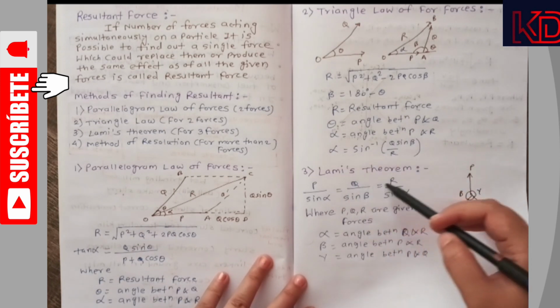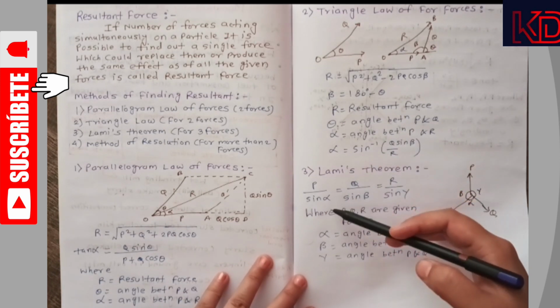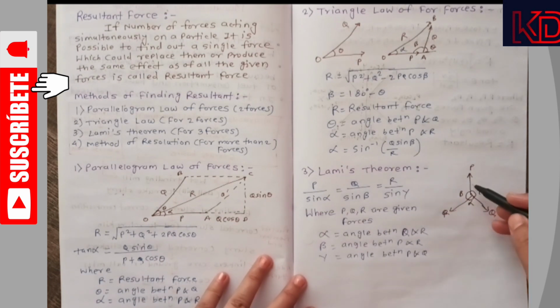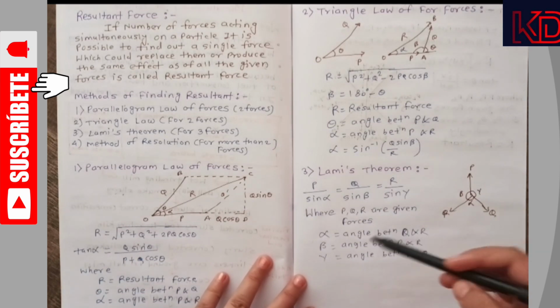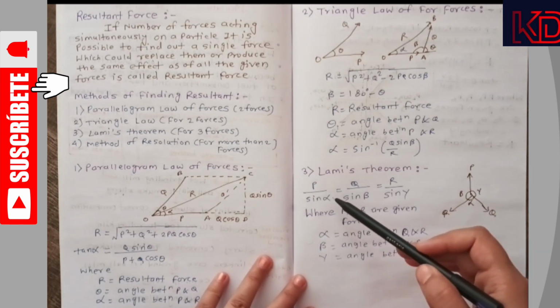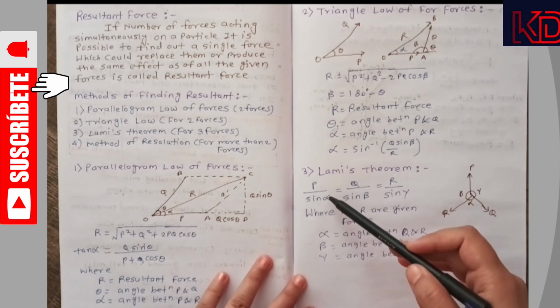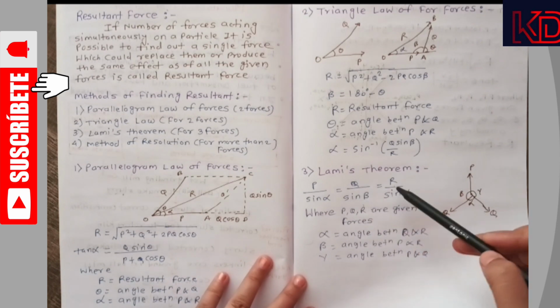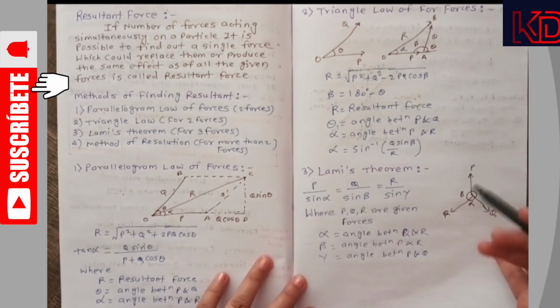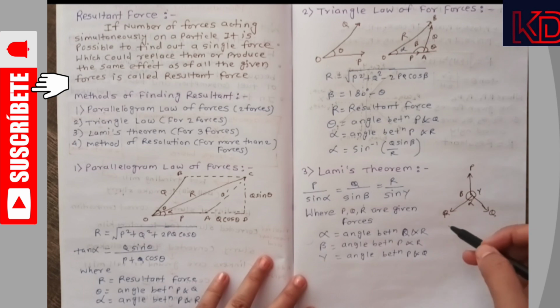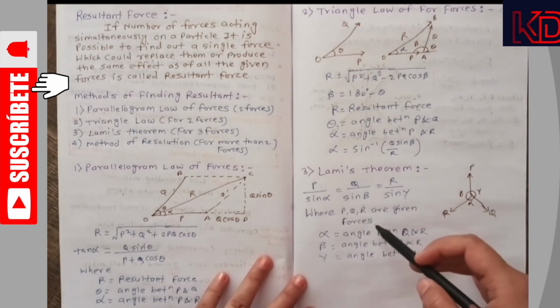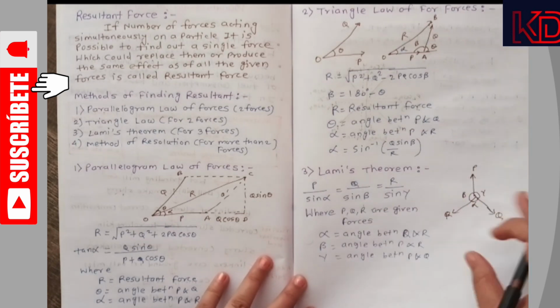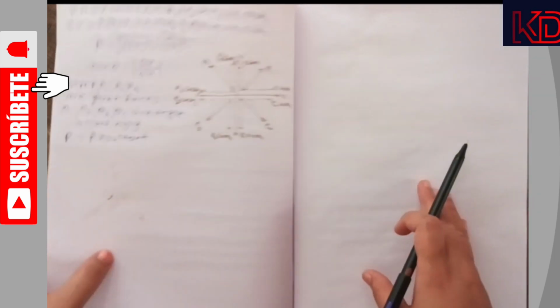Then the third one is Lami's theorem. Lami's theorem is very simple. If there are three forces acting, as you can see in this manner, then we can simply formulate: P divided by sine alpha, Q divided by sine beta, R divided by sine gamma. It means opposite angles to the forces we have written down. So P, Q, R are the given forces, and these are the angles between the given forces.